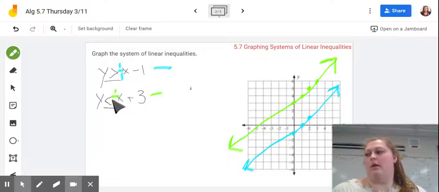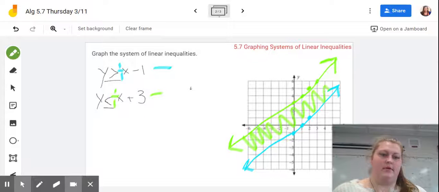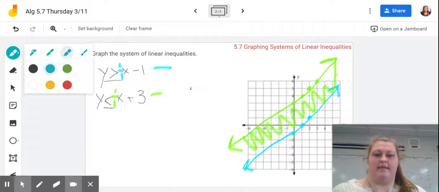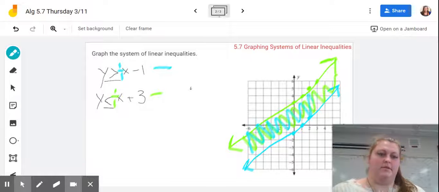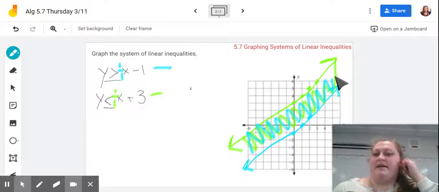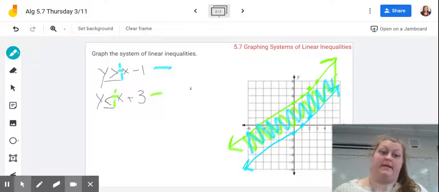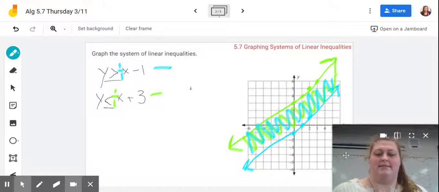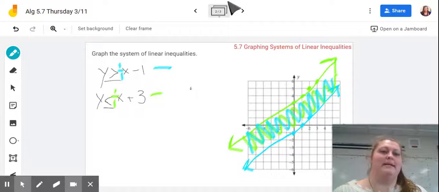So this inequality symbol tells me to shade under the line. And the blue inequality line, I'm going to shade above the line. So this means that there is infinitely many solutions, because remember, these parallel lines will go on forever and ever and ever and never touch. So any point that falls in between these two lines is a solution. So instead of taking the time to write that, we put infinitely many.